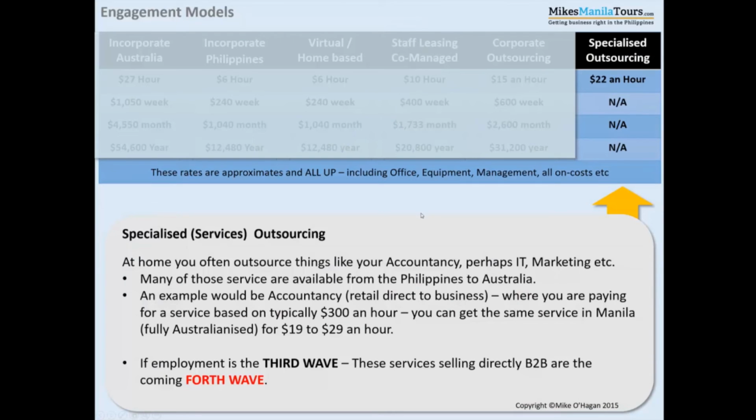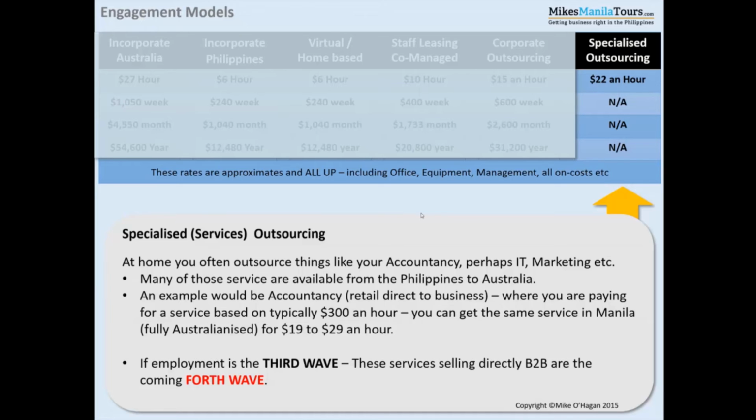So that's that model. Going on, there's another model that a lot of people coming on my tour use, called specialised outsourcing. Roughly $22 an hour. You know, from $20 to $28 an hour is typical, but 22. And these are the same services that you would typically outsource to in Australia. And the common one is accountancy. It's also common for you to outsource IT, possibly marketing and all those sort of things.